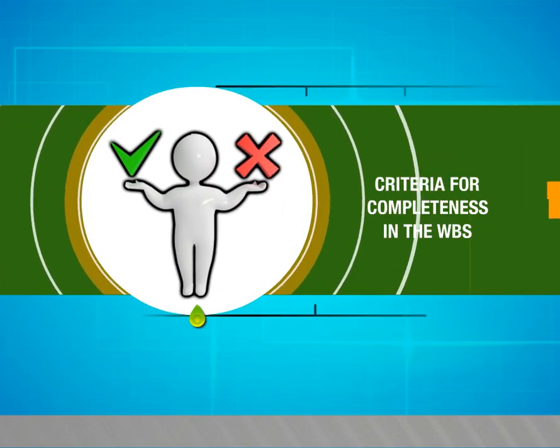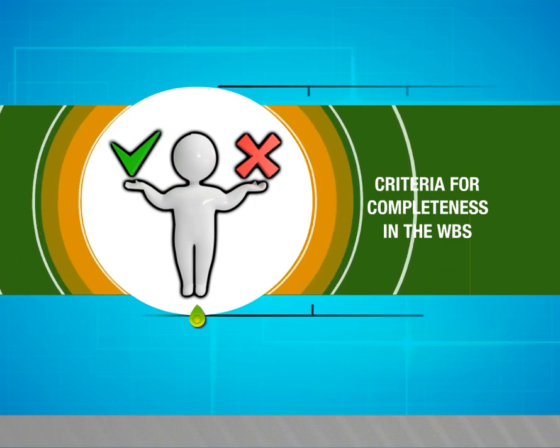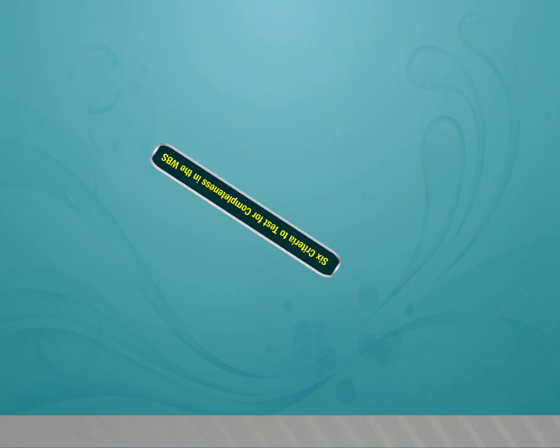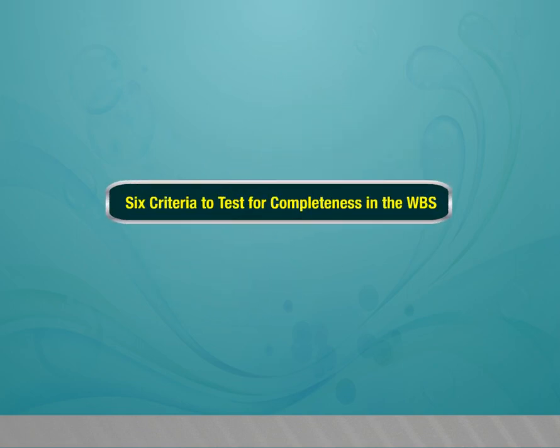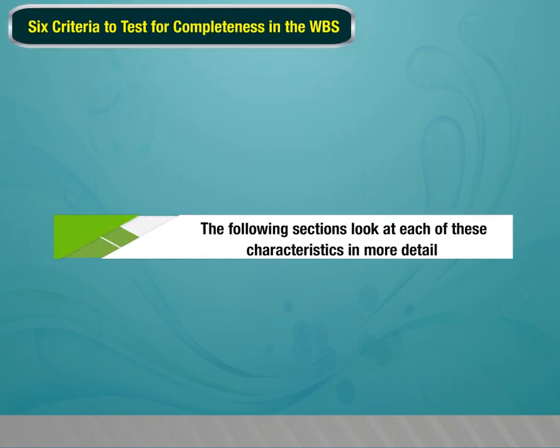Criteria for completeness in the WBS. In this video, we are going to see about criteria for completeness in the WBS. There are 6 criteria to test for completeness in the WBS. The following sections look at each of these characteristics in more detail.